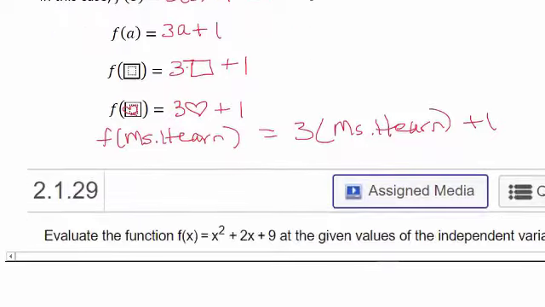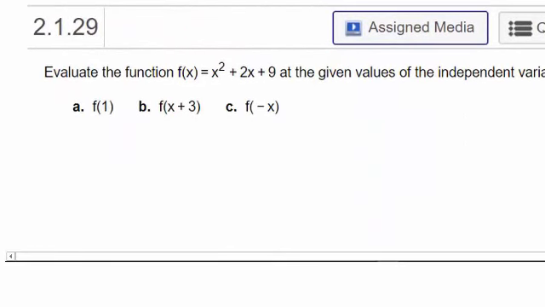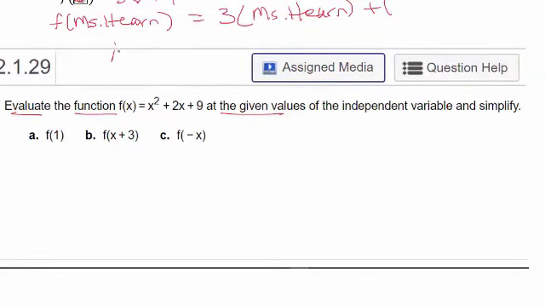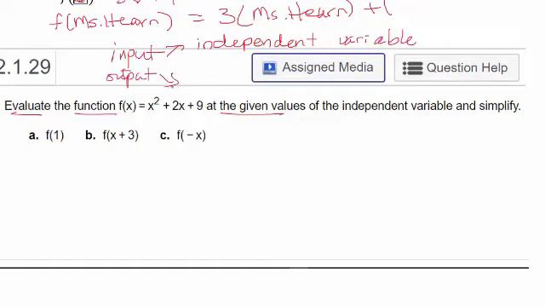All right, so the type of question you're going to see in our class in my math lab would be like f of x equals x squared plus 2x plus 9. That they're telling you is a function. That's why they're using function notation. And at the given values, we're supposed to evaluate that function at the given values of the independent variable. By the way, the x, the input, is sometimes referred to as the independent variable. And the output, the y, is the dependent variable because it depends on what you input. So if you see independent and dependent, they're just talking about the x and the y.